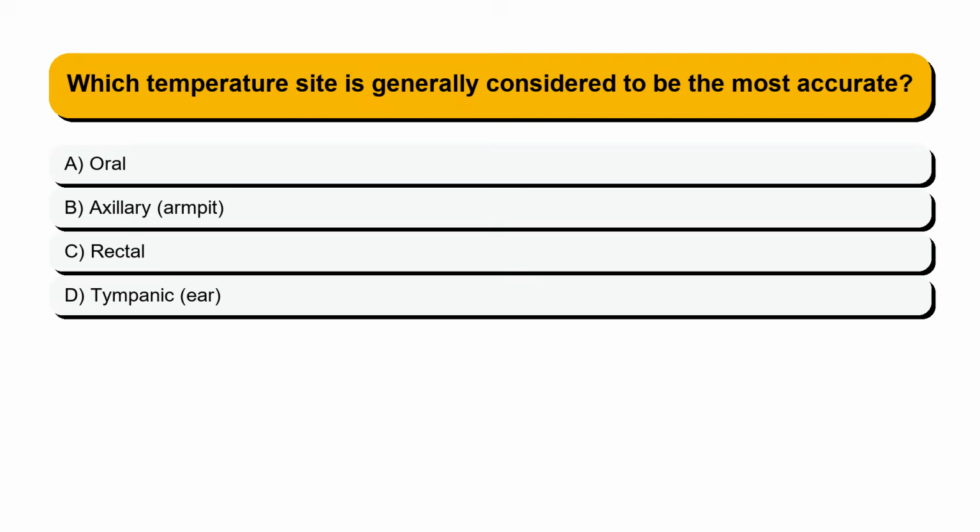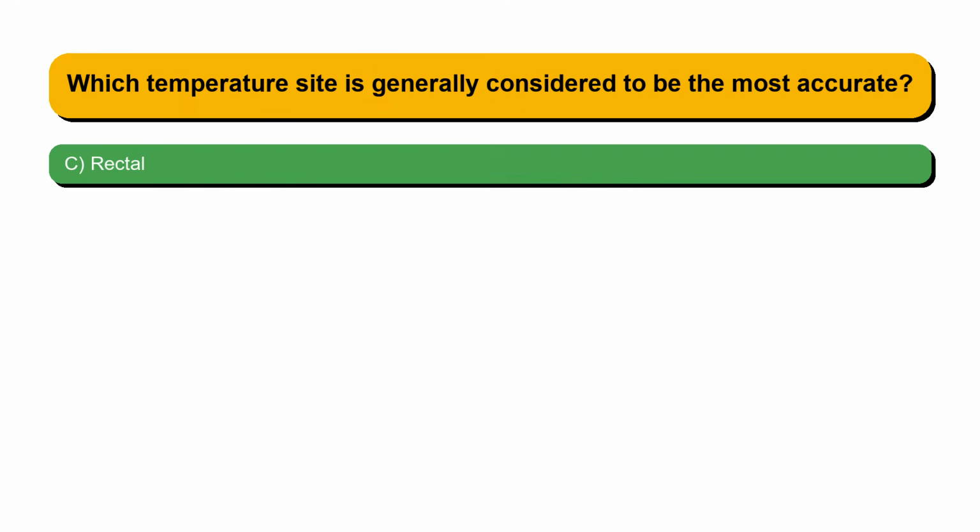Question 76. Which temperature site is generally considered to be the most accurate? Option A, oral. Option B, axillary, armpit. Option C, rectal. Option D, tympanic, ear. The correct answer is option C, rectal.